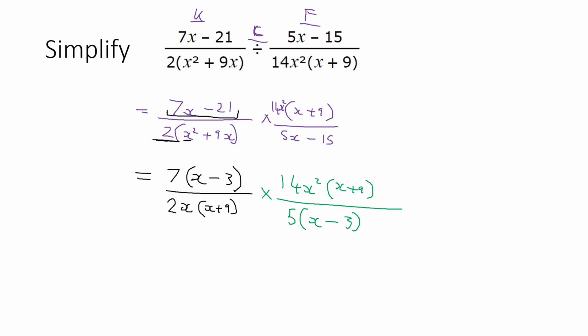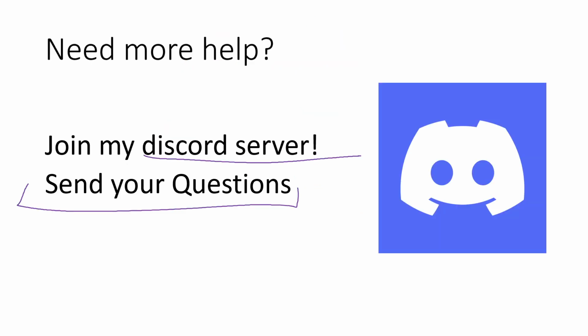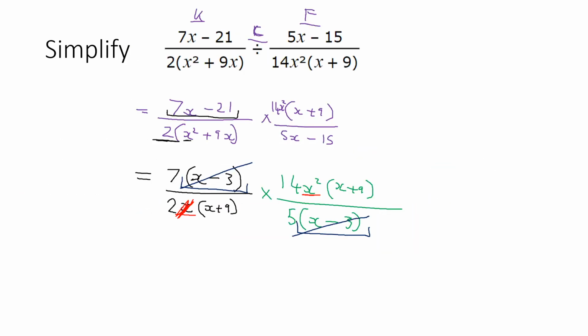So now we're ready to simplify this fraction. What have we got top and bottom in common? We've got an x minus 3 and an x minus 3 here. So we can cancel them out. We have an x here, and we have an x squared here. So this is the same as x squared divided by x. So we can cancel out this x. And we can also cancel out this squared.